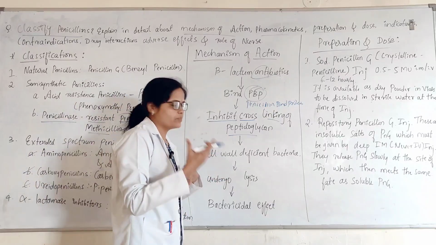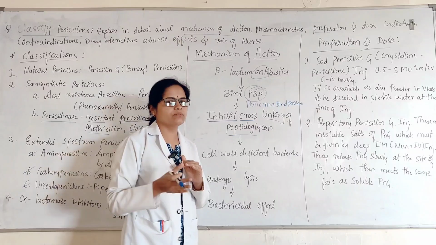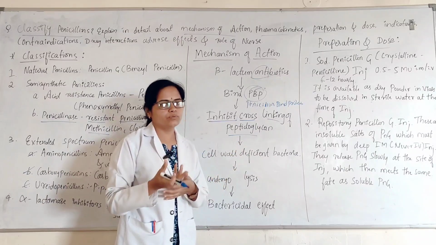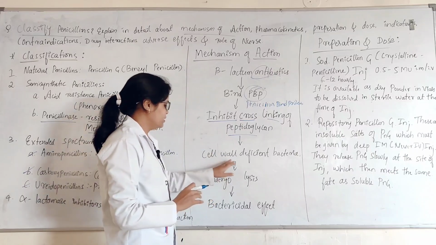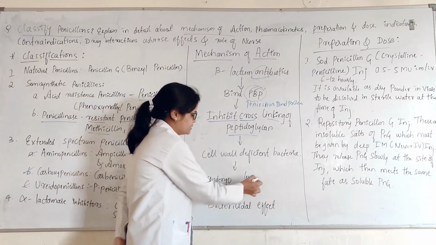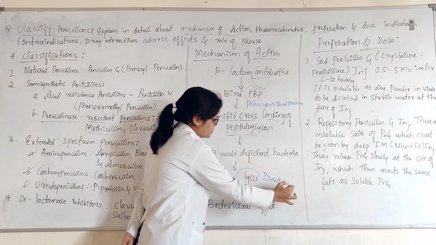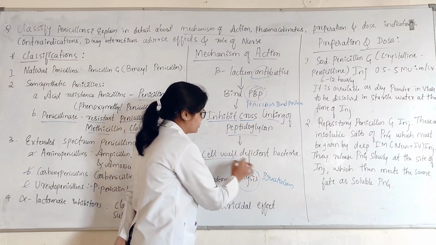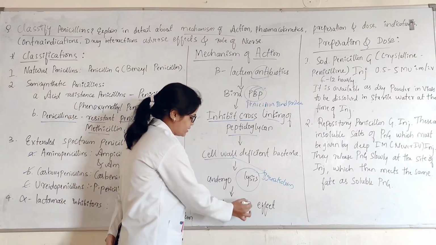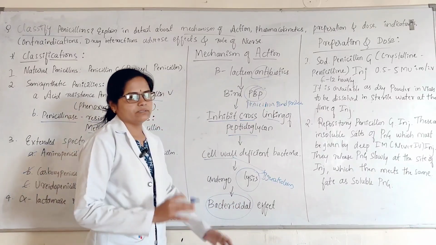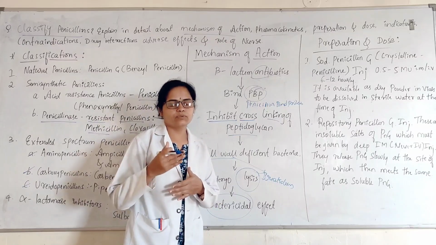These cell wall deficient bacteria means there is an absence of cell wall. If there is no cell wall, the bacteria are not going to grow. So here it undergoes lysis. Lysis is nothing but a breakdown. So once the cell wall breaks down, the bacteria is going to die. That is the bactericidal effect. Bactericidal means it is going to kill the bacteria and stop bacterial growth and development.